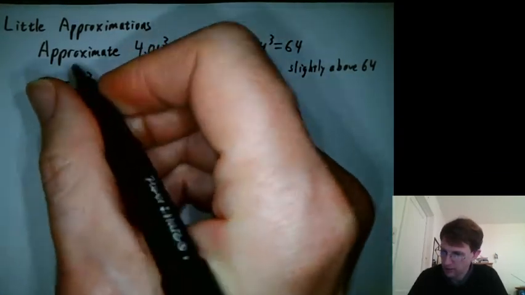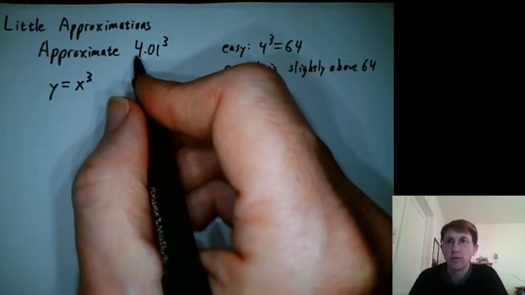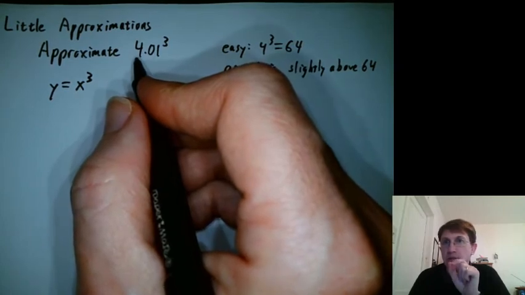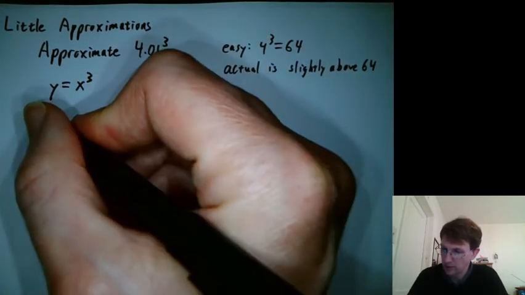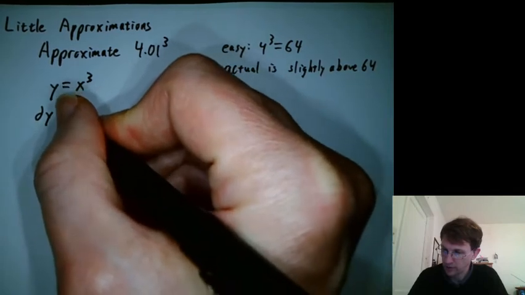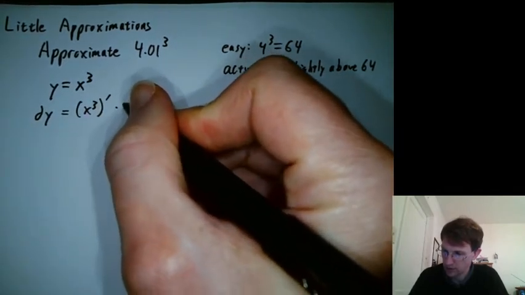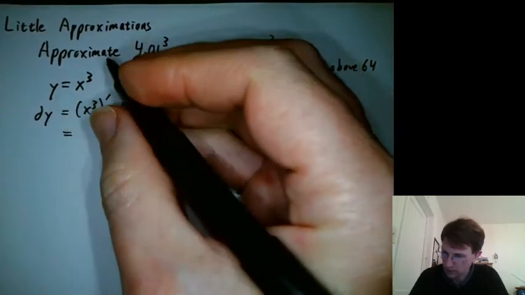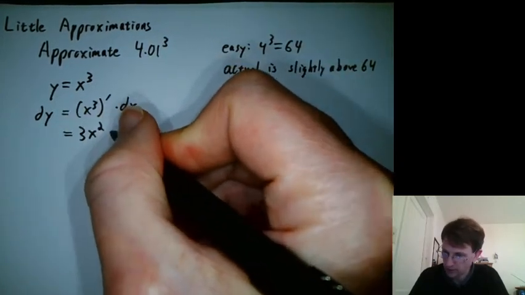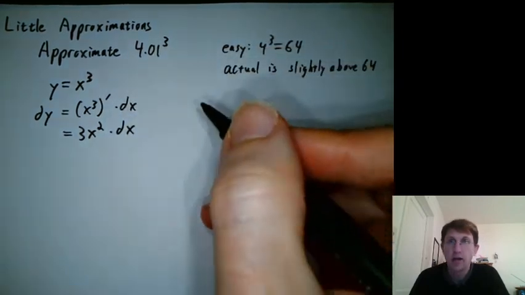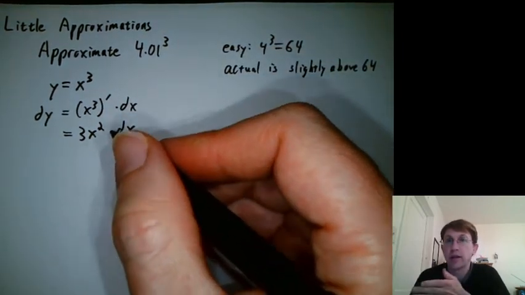And then we could say we changed 4 by a tiny bit. How much should the answer change? Well, that's what our differentials help us figure out. So dy would be x cubed prime times dx, or 3x squared dx. What should we use as x in this problem?